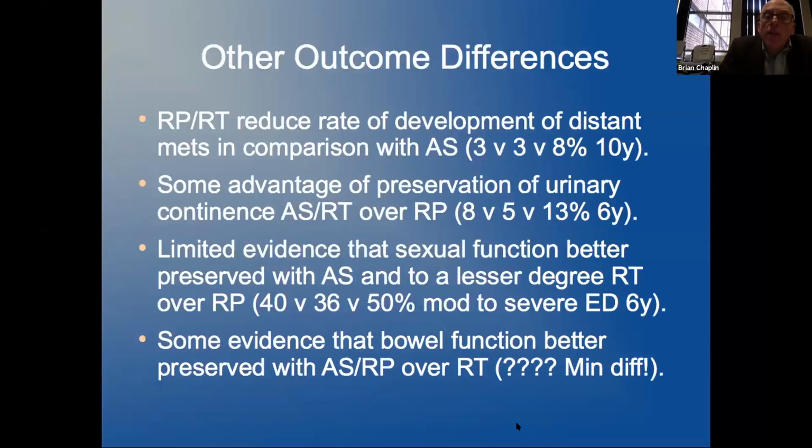What other outcome differences were there? Well, they're all, to me, very, very minimal. I put them down just because this was published as part of the PROTECT-T. Radical prostatectomy and radical radiotherapy does reduce the rate of development of distant metastases in comparison with active surveillance in men with low and intermediate risk tumors, 3% versus 8% at 10 years. Again, this looks further and all these differences get smaller.